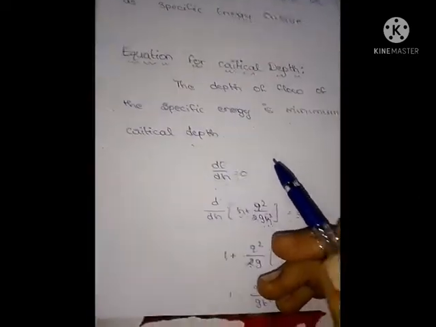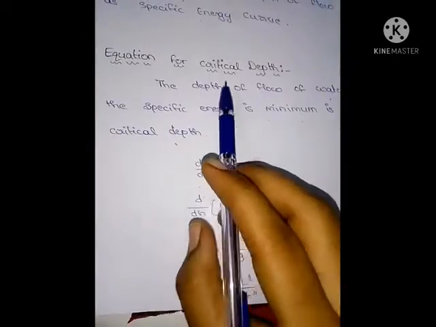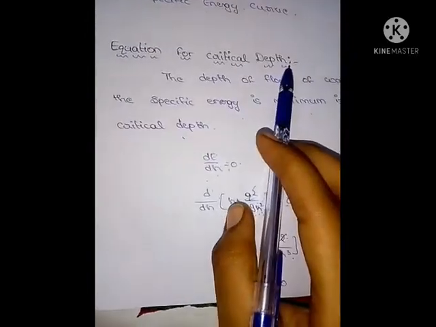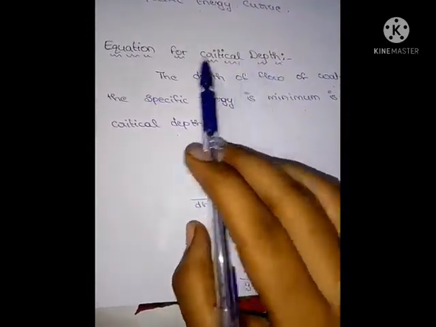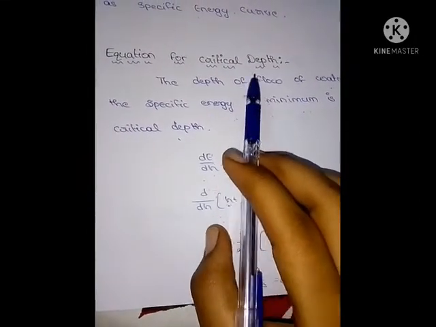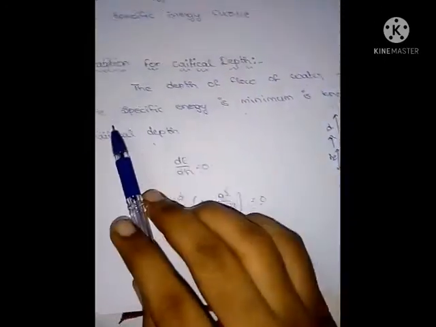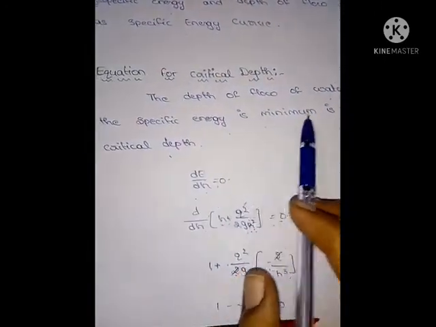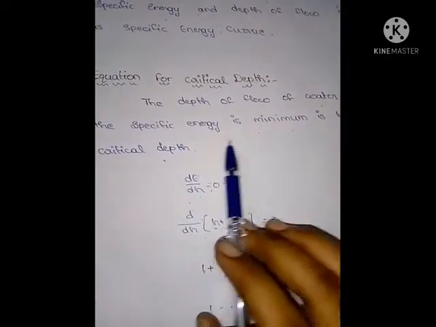In this video we are going to discuss the equation for critical depth. Before going to the equation, first, what is meant by critical depth? The depth of flow of water at which the specific energy is minimum is known as critical depth.